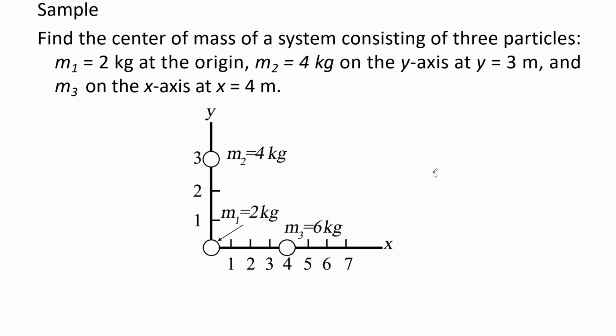Oh, here we go. Find the center of mass of a system consisting of 3 particles. M1 is 2 kilograms, M2 is 4 kilograms, and M3 is 6 kilograms. M1 is at the origin. Then M2 is at 3 meters along the y-axis, and M3 is 4 meters along the x-axis. Let's go.